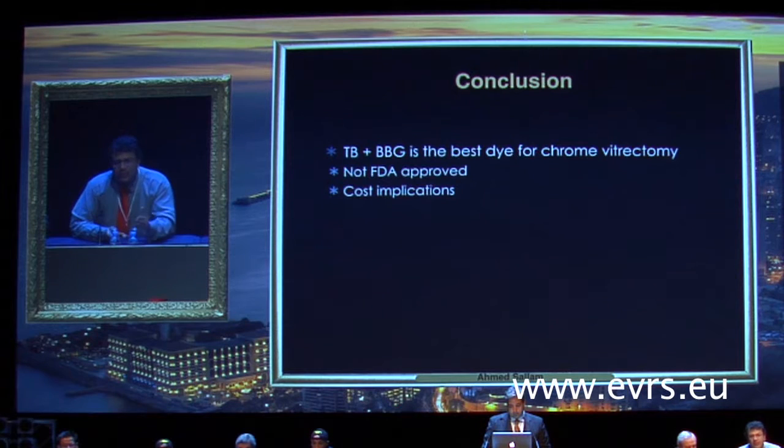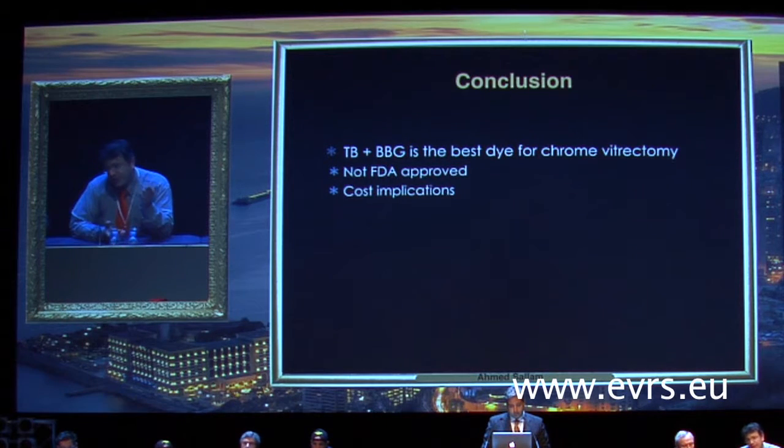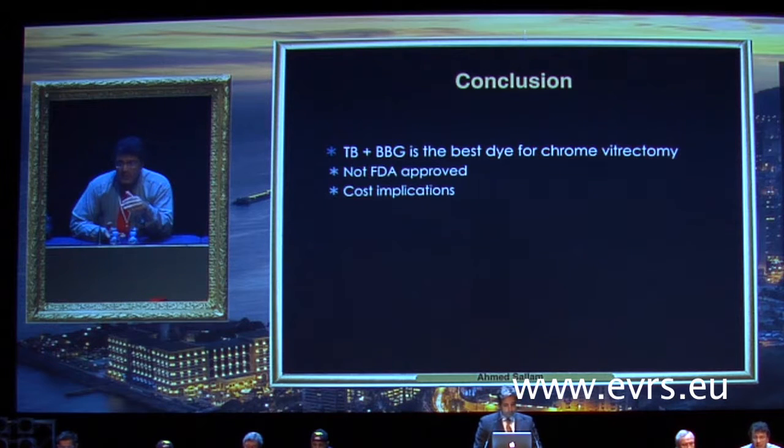So in conclusion, I think the dual dye, the combination of trypan blue and brilliant blue, is the best dye for chromovitrectomy. Unfortunately, it's not FDA approved, so it's not available in the USA. And I think that may be why there's more use of ICG there. Membrane blue 0.15% is available in the USA, but as I say, the problem is it does not stain as well in my hands.